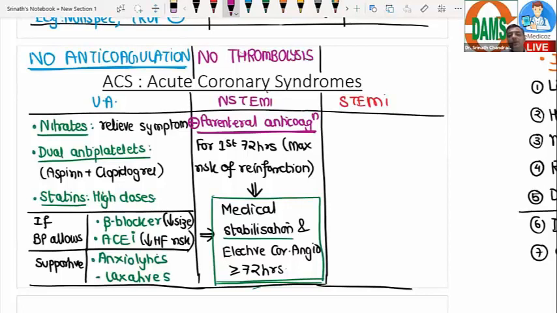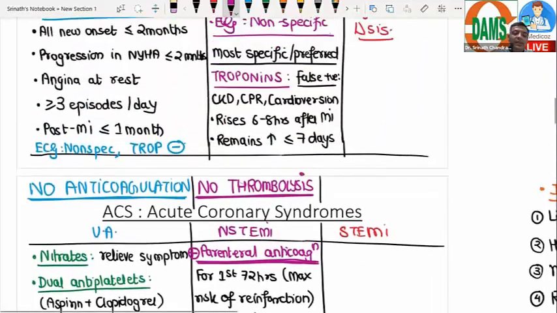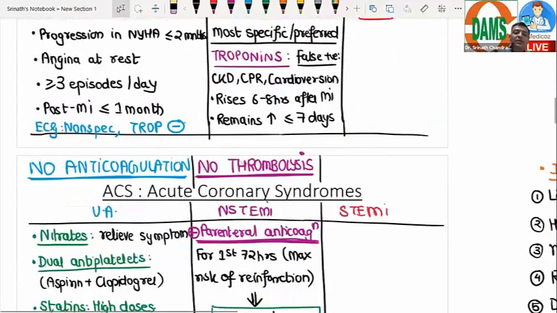There is no role of thrombolytic agent. But what have we added now to our set of treatment? We have added the role of anticoagulation. But there is no thrombolysis. There can be emergency PCI in select cases, but there is no role of thrombolysis in a patient of NSTEMI. Bringing us to the question.